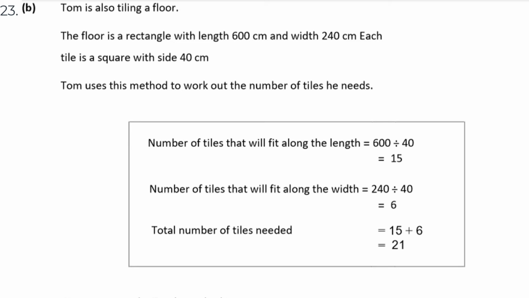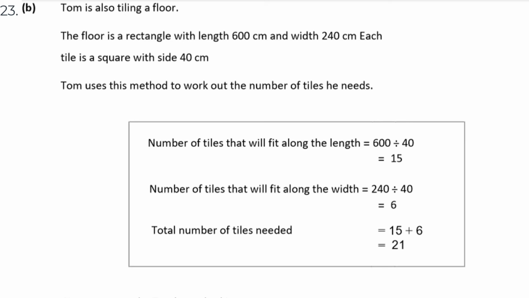B, Tom is also tiling a floor. Oh, he must be bored in lockdown or something like that, and taking up his time with lots of DIY. Good job, Tom. Now, the floor is a rectangle with length 600 centimeters and width 240 centimeters. Each tile is a square with side 40 centimeters. Tom uses this method to work out the number of tiles he needs.